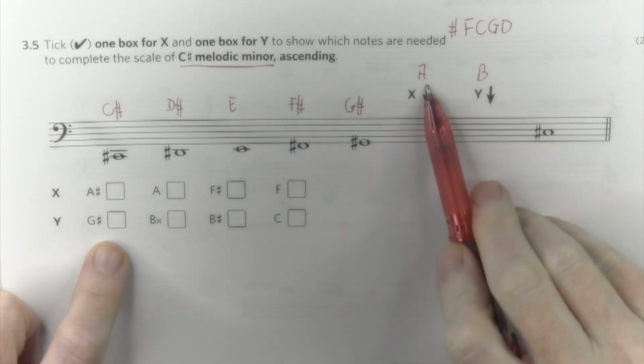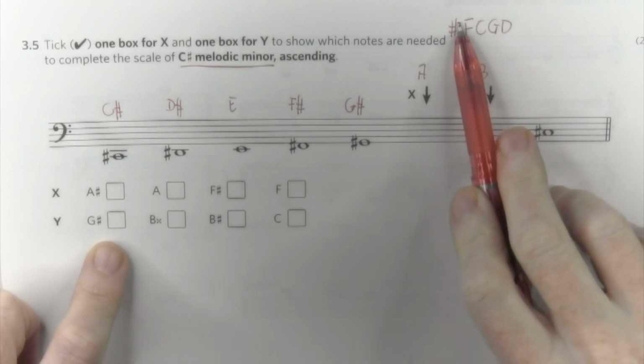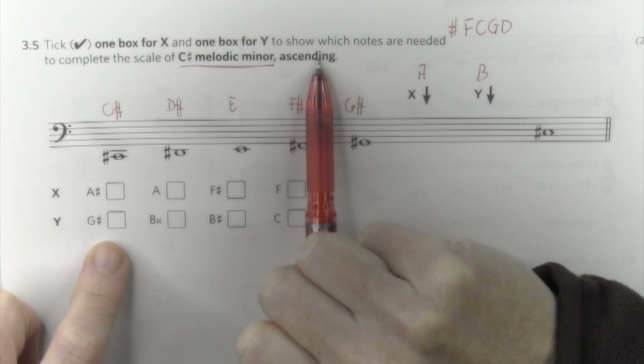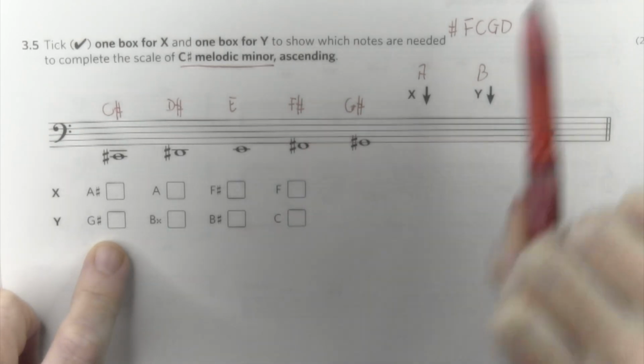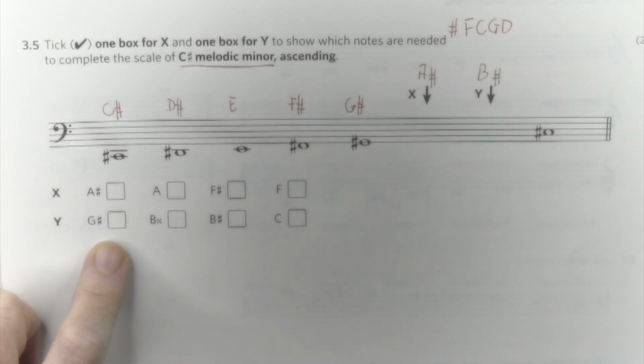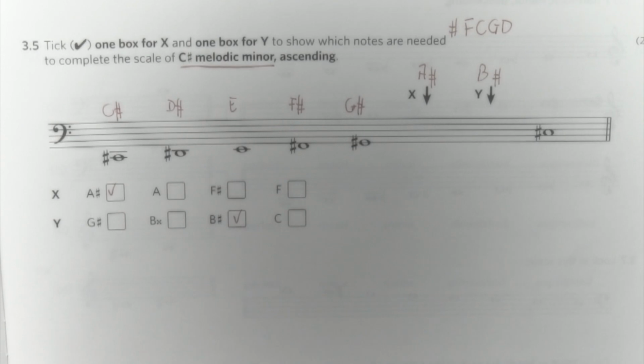Let's see, A is not included and B is not included as well in the key signature. However, it's a melodic minor ascending, so we need to raise them up. So both of them need to have an added sharp. So A sharp, B sharp. There you go. Only because it's melodic, so we need to remember this. 6th and 7th, yeah?